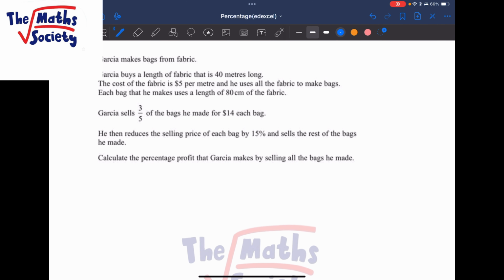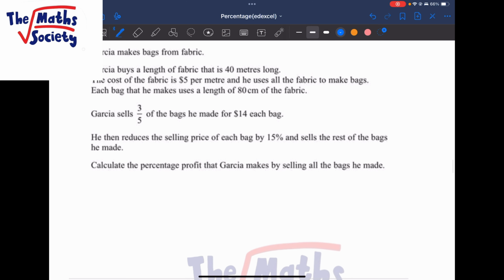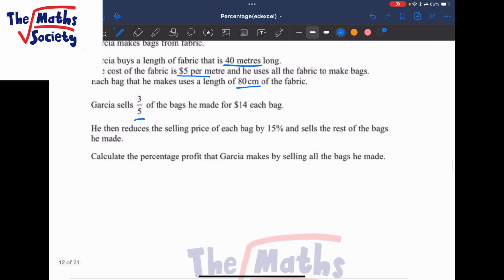It says that Garcia makes a bag from fabric. He buys a length of fabric that's 40 meters long. Cost is $5 per meter. He uses all of it to make bags. Each bag that he makes uses a length of 80 centimeters of the fabric. He sells 3/5 of the bags he made for $14, then reduces the price by 15% and sells the rest. Calculate the percentage profit.